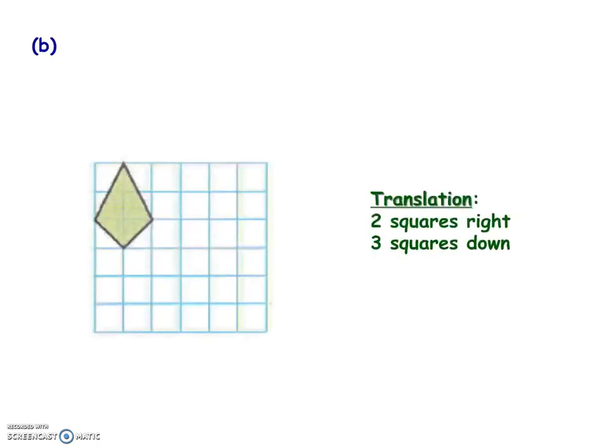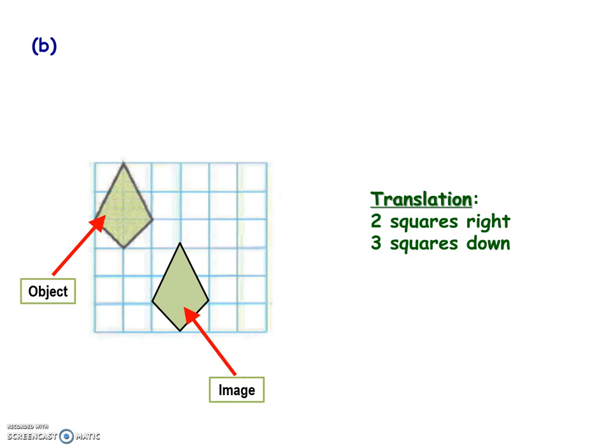Okay, in the second question, the translation is 2 squares right and 3 squares down. So we move it 2 squares right, 1 and 2, and finally we move it 3 squares down, 1, 2, and 3. So once again, we can also write down the translation in a matrix form. Right before that, this is the object and this is the image after the translation, and this is how we write down the translation by using a vector or a matrix.